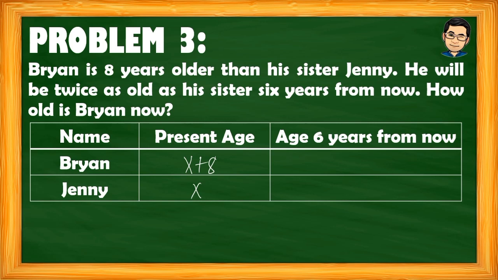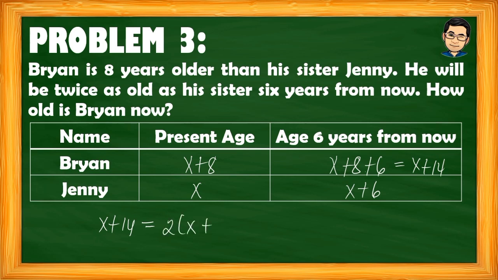And then, he will be twice as old as his sister 6 years from now. So, ibig sabihin, mag-add tayo ng 6 dun sa mga nauna nating sinulat, yung present age. So, magiging x plus 8 plus 6. And then, yung x, mag-add tayo ng 6. So, x plus 8 plus 6, that is x plus 14. Now, paano natin i-represent yung equation? So, sulat natin, x plus 14 is equal to 2 times the quantity of x plus 6.